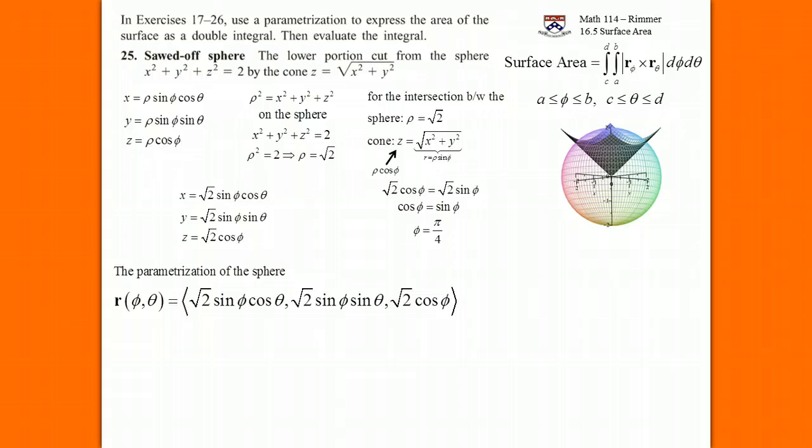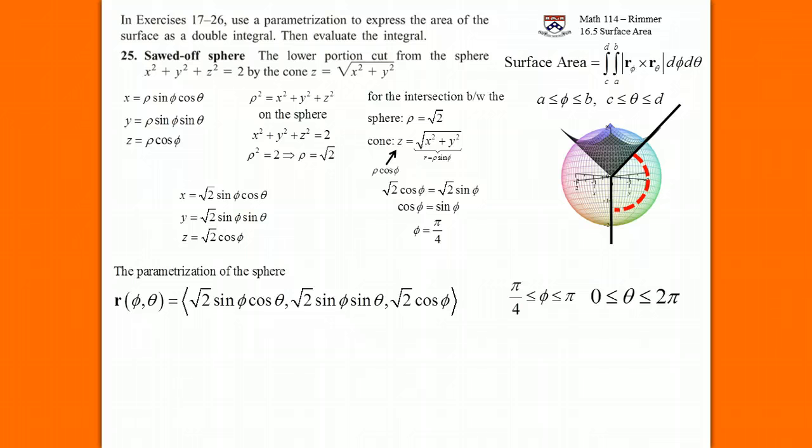But phi then goes all the way down to pi. We're talking about the lower surface area part. So we start at pi over 4, but we end at pi for phi, the negative z-axis. And then we allow theta to be, of course, anything from 0 to 2 pi.